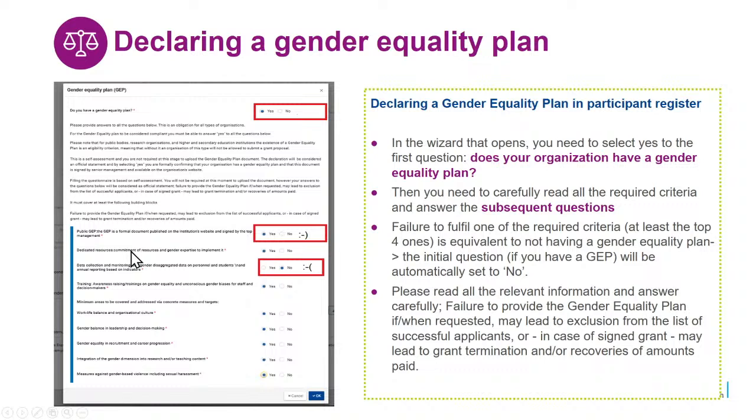Now, if you answer no to one of the obligatory questions, then immediately the flag will be set to no. So you need to define at least that you have the four minimum. And then, of course, it's set to yes.